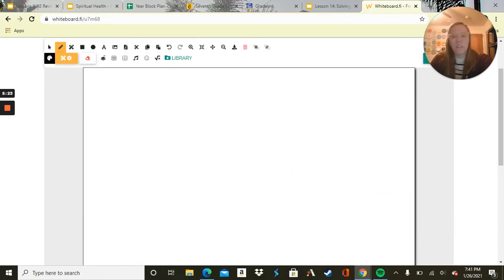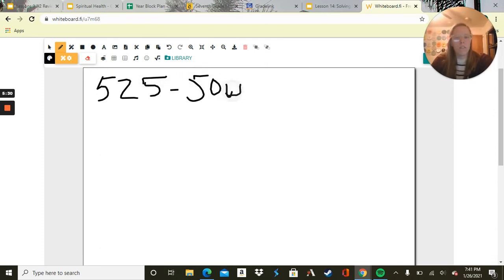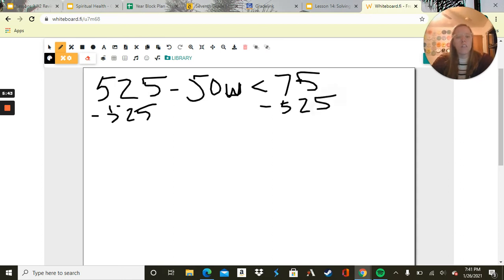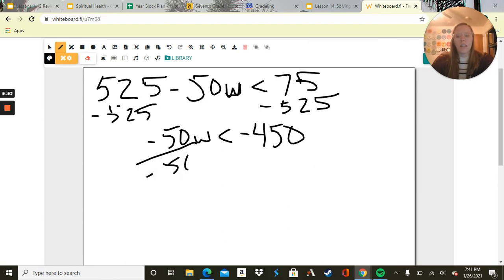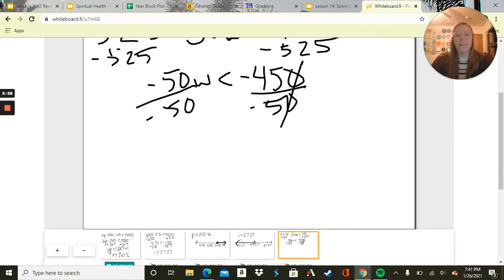So we have 525 minus 50W is less than 75. So first we'll solve it. So subtract 525 from both sides. Negative 50W is less than negative 450. We're going to divide by negative 50. And you can cancel those zeros, so we can take negative 45 divided by negative 5.